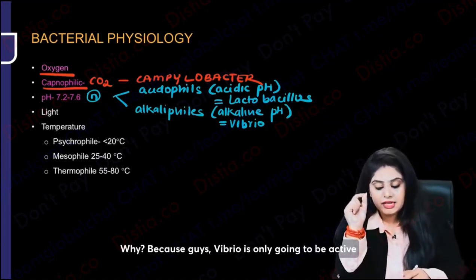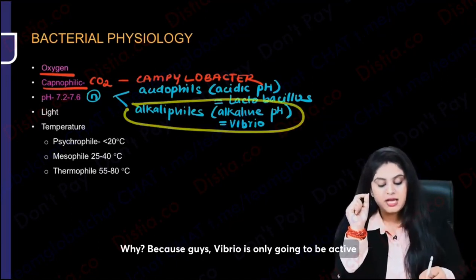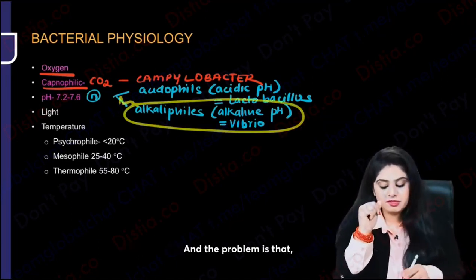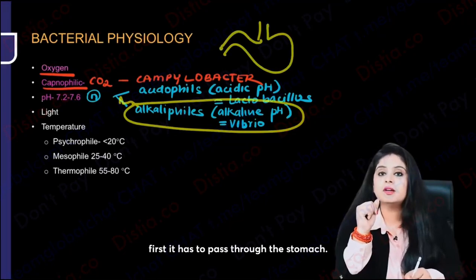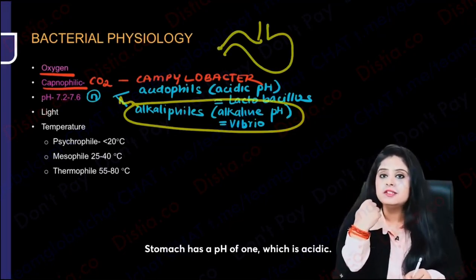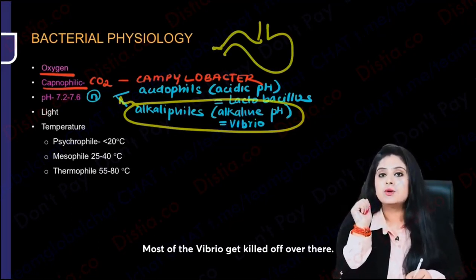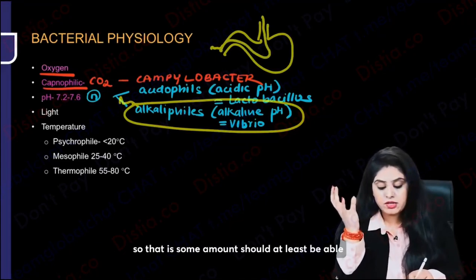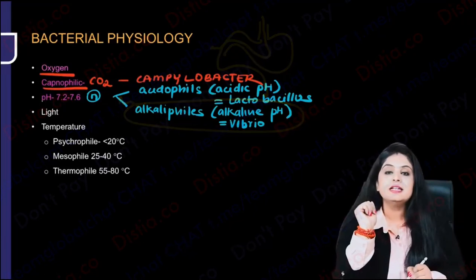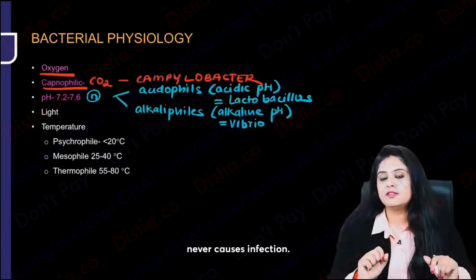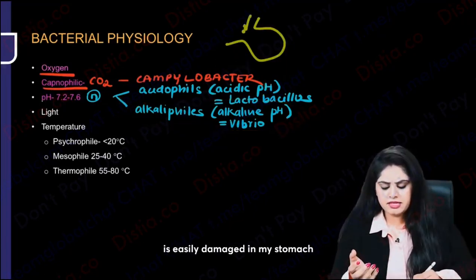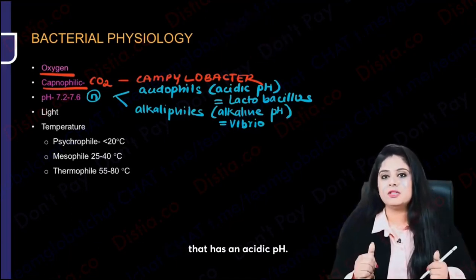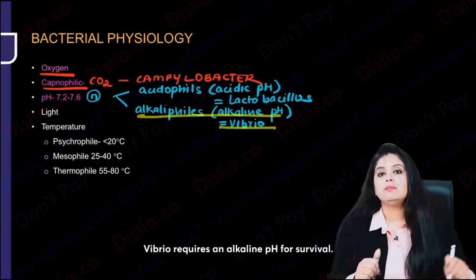Why? Because Vibrio is only going to be active on an alkaline pH, and the problem is that first it has to pass through the stomach. The stomach has a pH of 1, which is acidic. Most of the Vibrio get killed off over there. So you need Vibrio in large quantity so that some amount is at least able to go into the intestine. That is why a little bit of Vibrio never causes infection, because it is easily damaged in my stomach that has an acidic pH. Vibrio requires an alkaline pH for survival.